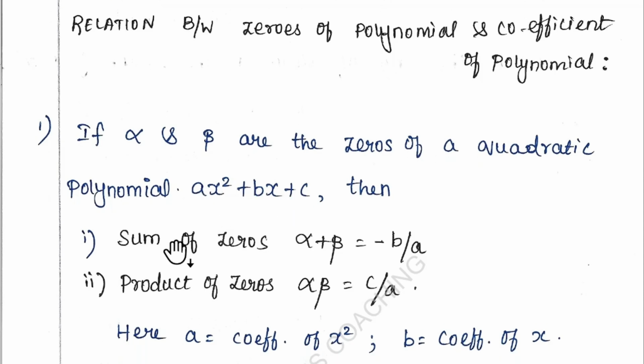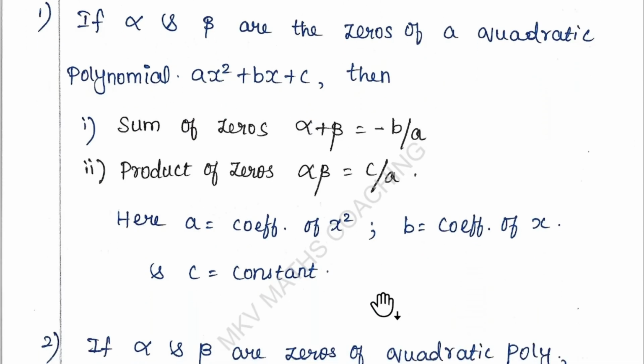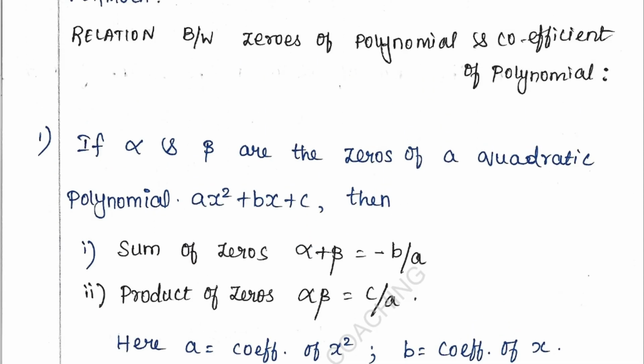The formulas you need to memorize: sum of zeros is equal to, we always take the zeros as alpha and beta. If I get x values as 2 and 3, then alpha is 2, beta is 3. For a quadratic equation, we get two values, that is why we take alpha and beta. Alpha plus beta equals minus b by a, which is the sum of zeros. Product means you multiply alpha into beta, equal to c by a. What are a, b, c? We have already discussed: a is the coefficient of x square, b is the coefficient of x, and c is the constant.